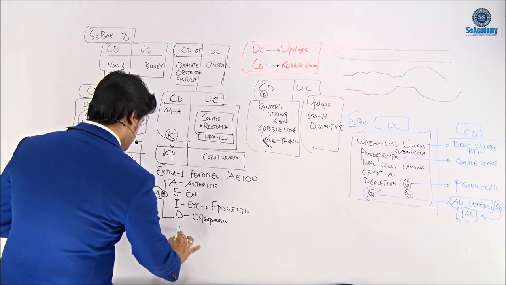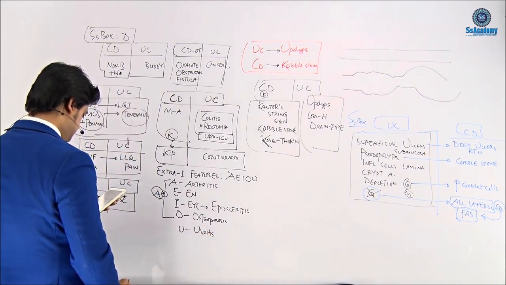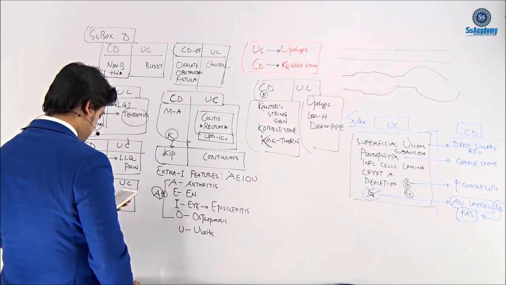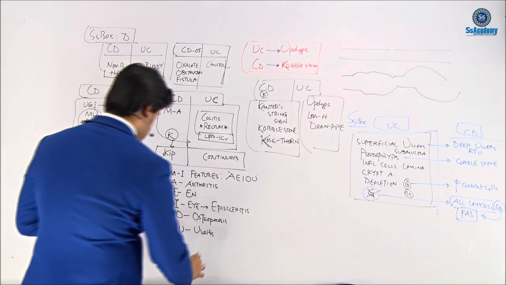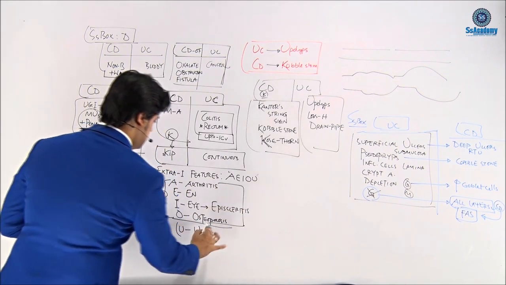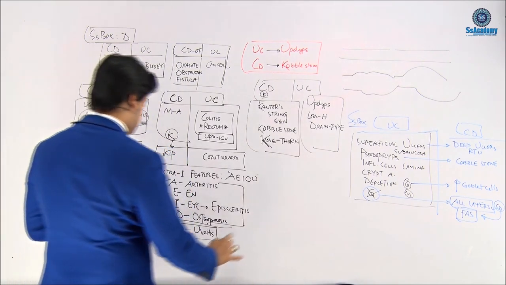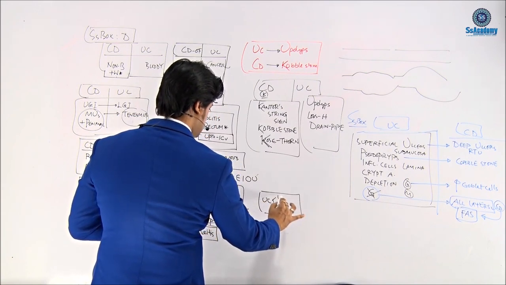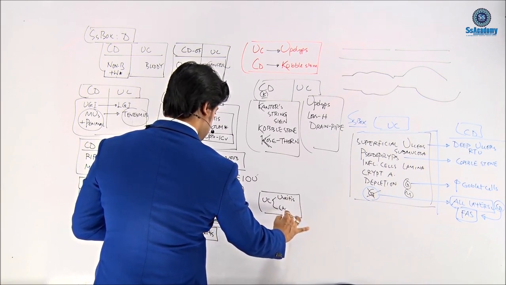Unrelated to activity is uveitis, U for uveitis, all right? Along with the uveitis, there is pyoderma gangrenosum, clubbing and PSC also associated. So other than uveitis, A-E-I-O-U and uveitis, write down. And also just make a separate box. U-C, just remember U for uveitis and C for cholangitis.